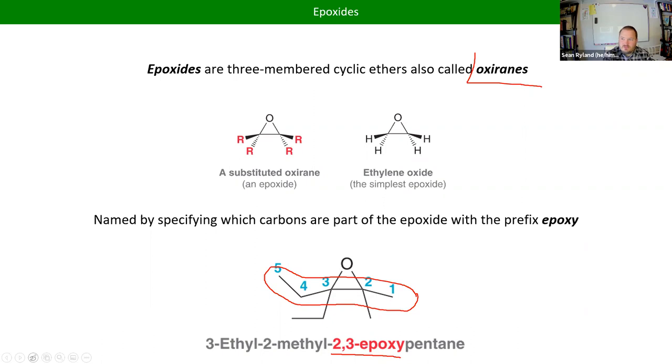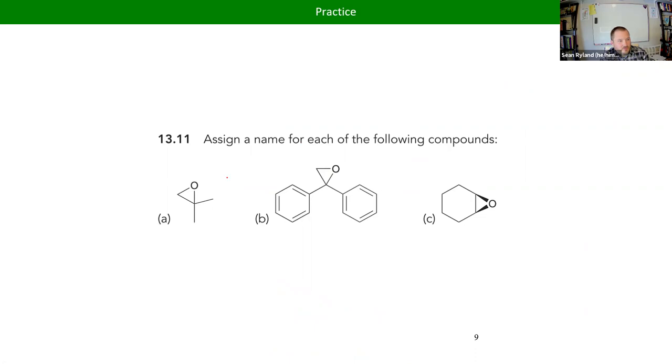This is not a big functional group as far as nomenclature goes. I'm more worried that you could name a diol than an epoxide. But there is some practice here. And so for most of these, we'll do this section and then we'll take our break. For most of these, the trick is to find the longest continuous carbon chain that has the epoxide, that has your functional group on it. So for A, that's pretty easy. There's only 3 carbons, right? So that's going to be epoxy propane.